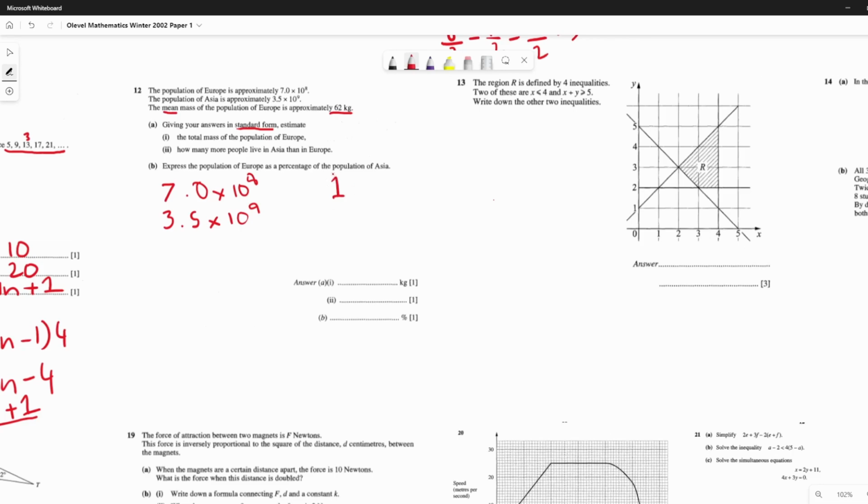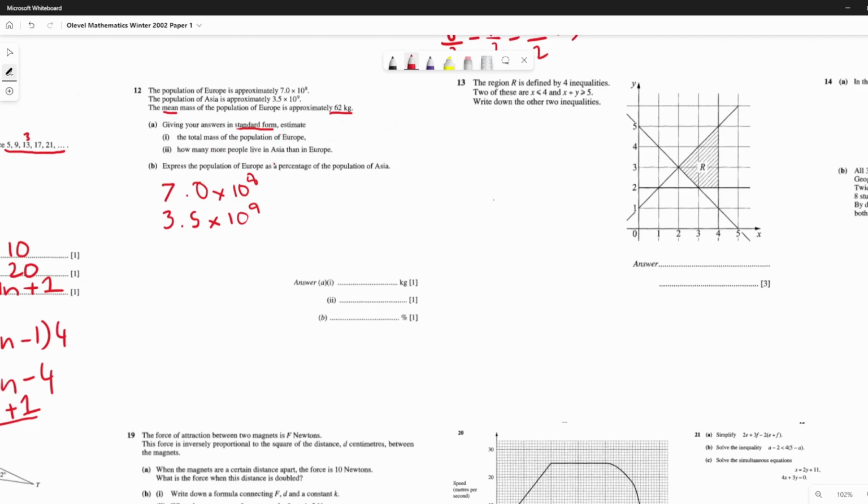Giving your answers in standard form, so standard form is basically one main digit and then 2 significant characters. So this is usually what standard form refers to: 1 digit and 2 significant decimal places, usually, unless defined otherwise, but usually they would mention it if it was otherwise.